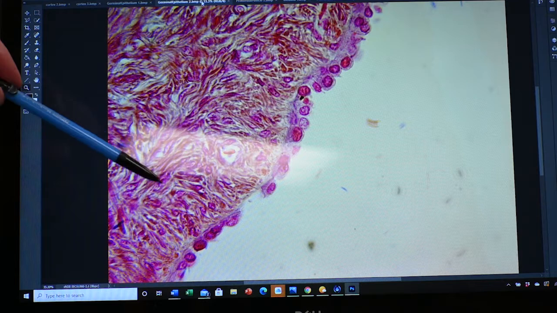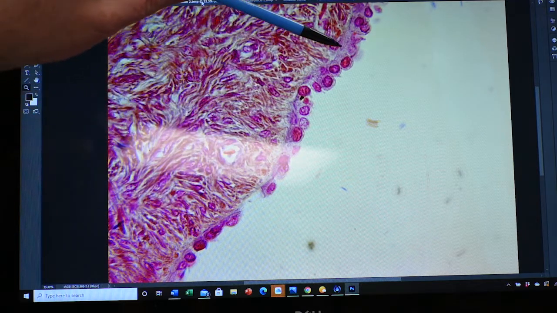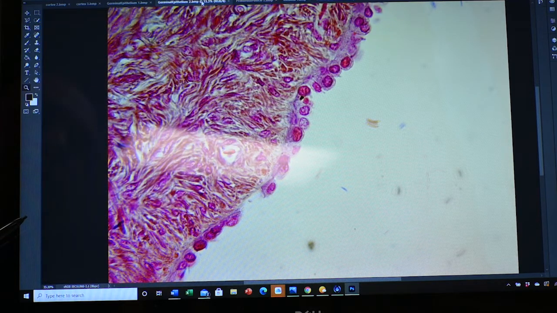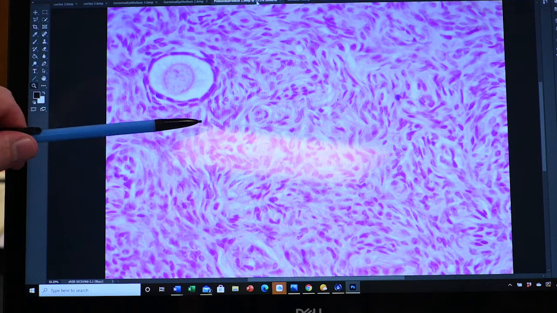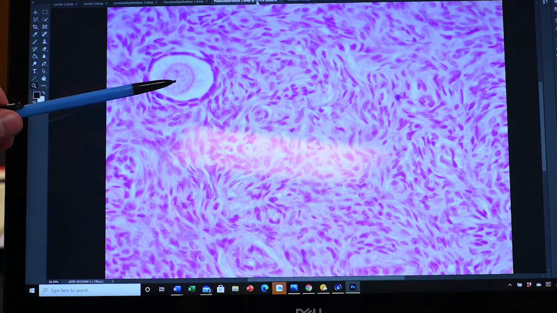Another view of the simple cuboidal epithelium, the germinal epithelium on the outside of the ovary here, and this is ovary cortex here. This is more of the ovary cortex material, and here's a primordial follicle with oocyte and follicle cells making a ring around that.